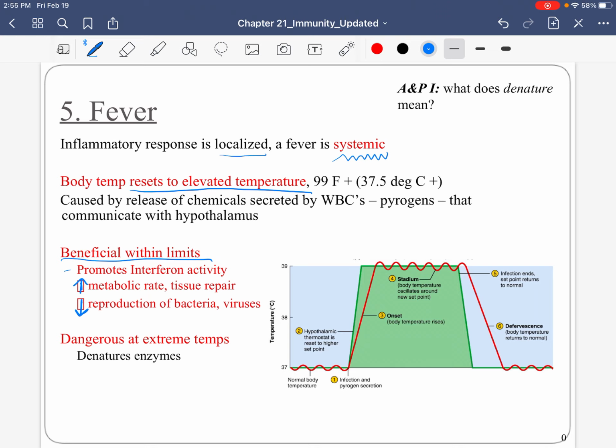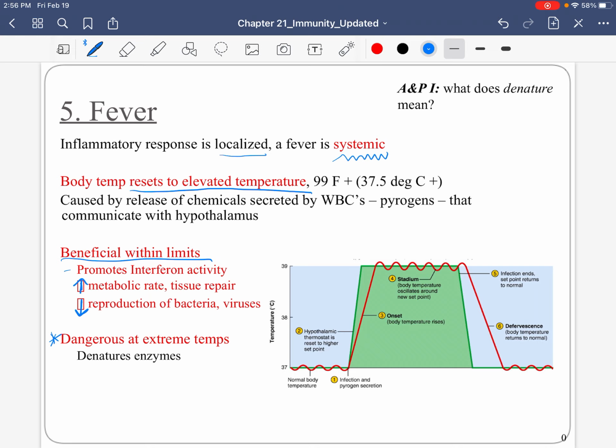Whereas other things in our toolbox for a second line of defense are more localized, a fever is systemic. Our entire body temperature goes up a little bit. And within limits, when we increase our core temperature slightly, this is helpful to our immune system. It makes interferons work better, it boosts our metabolic rate so we can repair tissue better, and it reduces the ability of bacteria and viruses to reproduce. However, of course, if we increase our core temperature too much, that can be a bad thing.